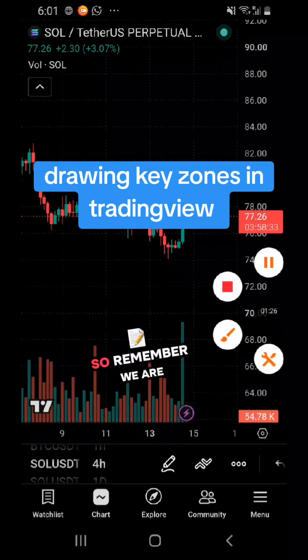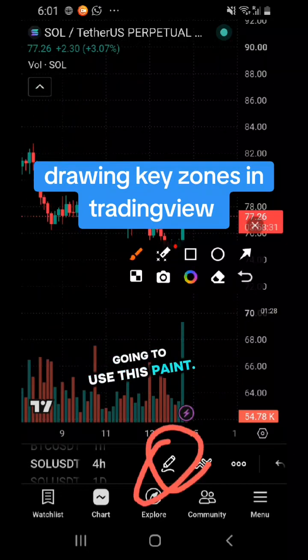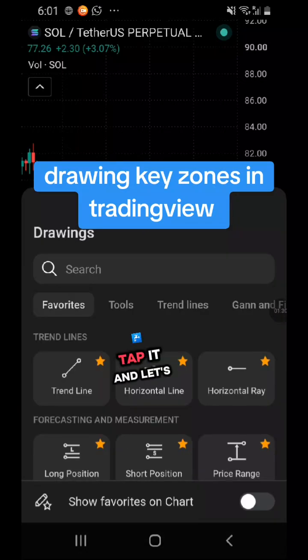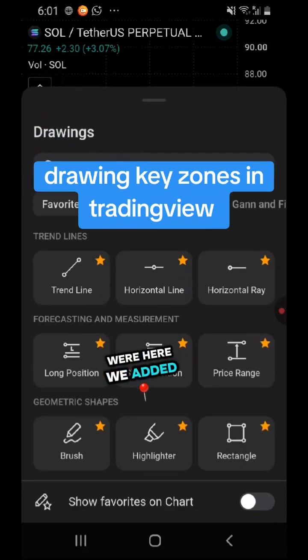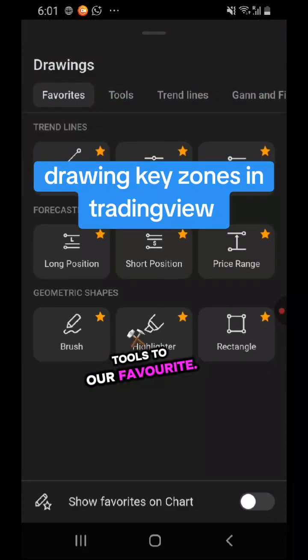So remember, we are going to use this pencil here. That is the pencil we are going to use. Tap it and let's go through these tools one by one. The last time we were here, we added tools to our favorites. I hope you've done that. If you've not, go watch the first video and add these tools to your favorites. You can even take a screenshot and go add them to your favorites.